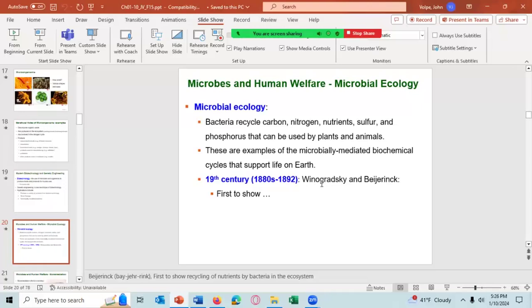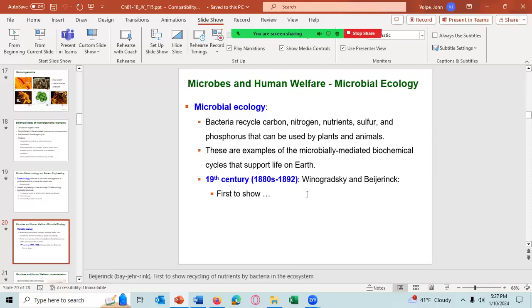These were first discovered in the 1880s by Winogradsky and Beijerinck, showing that microbes could recycle these nutrients or elements from one place in the ecosystem to another, converting the nitrogen from one form to another. Any question about that?